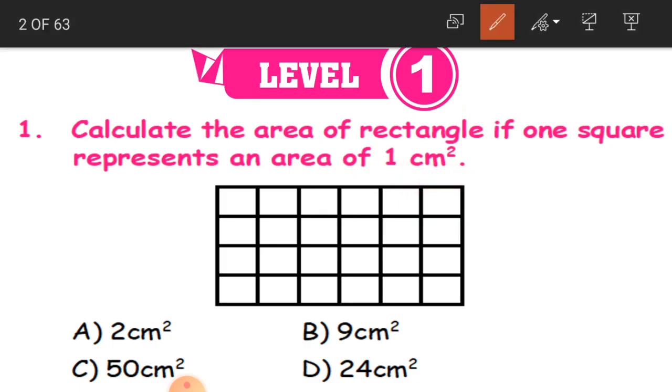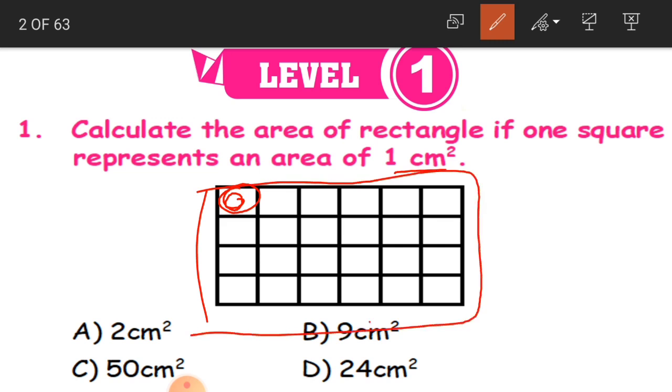What are they saying? This one square is representing an area of 1 centimeter square. We have to find out the total area of this figure. Yes, how do we calculate area, children? Area is nothing but the entire surface covered. So let us check how many squares are there. 1, 2, 3, 4, 5, 6, 7, 8, 9, 10, 11, 12.